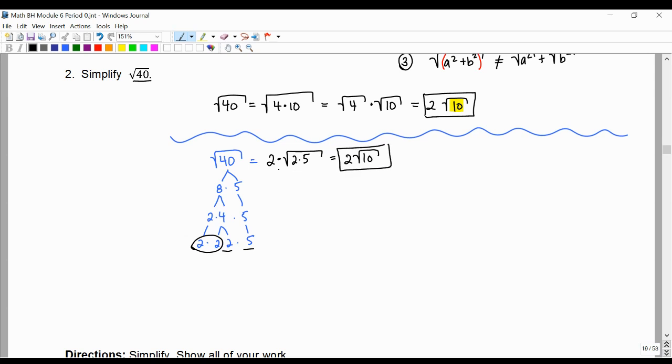And I can probably skip this middle step after I've done this a couple of times. But I just want to make sure that I don't leave something dangling in my factor tree and not somehow incorporate it into my final answer. And so this is read as 2 times the square root of 10, or 2 root 10, with a times dot there that we don't normally write.